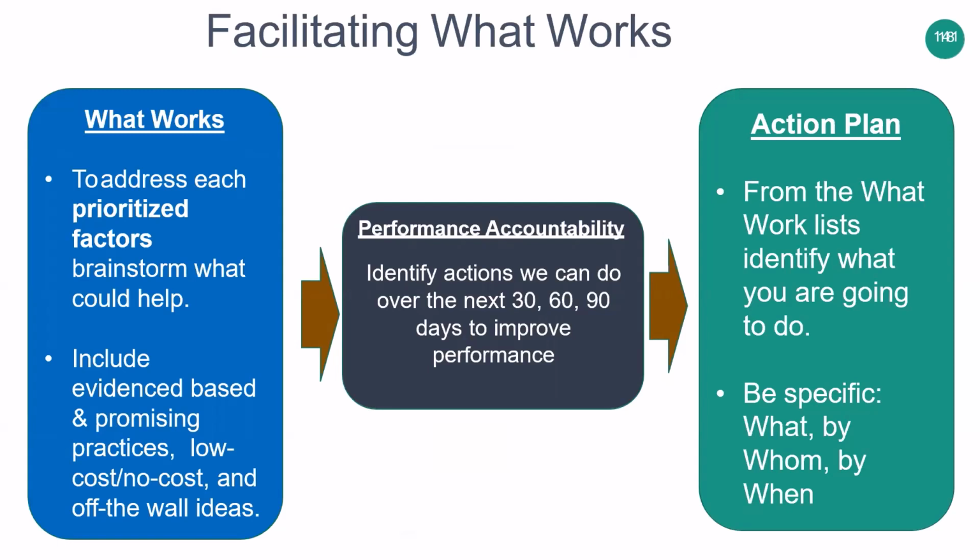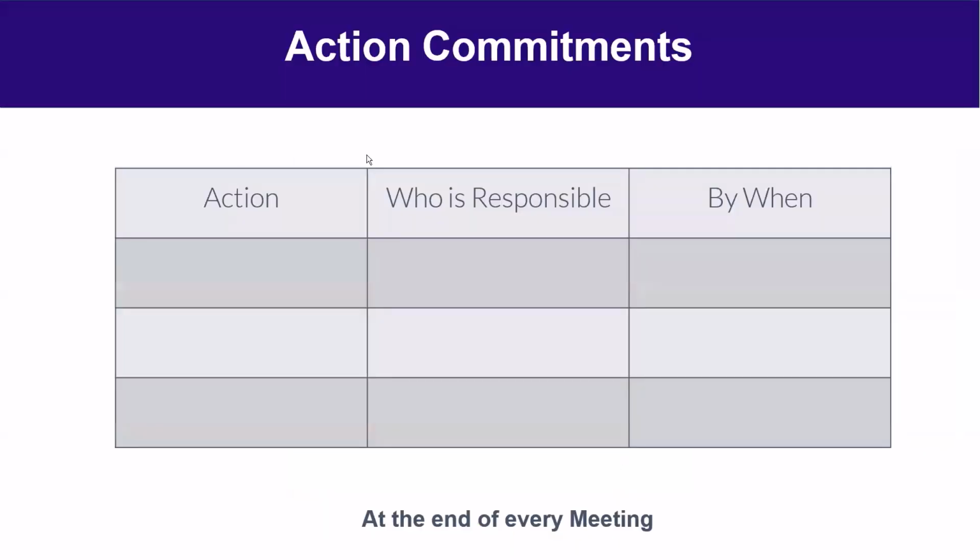So if they're not getting the inspections, how do we need to change it? What do we need to do so we do get the number of inspections we want, because you're always setting targets around your performance measures. And if it's not on target, what are you doing to improve? And the action plan should be specific with by do what, by whom, by when, so that you're very clear.